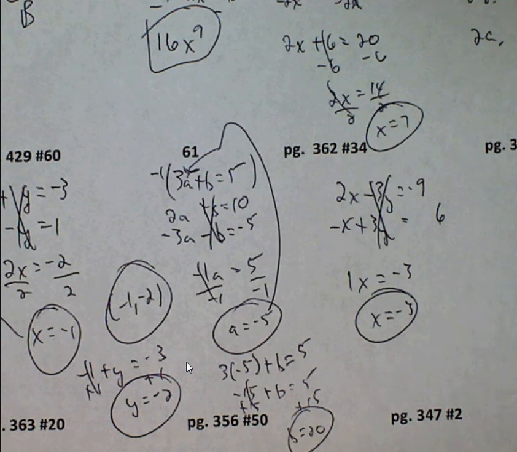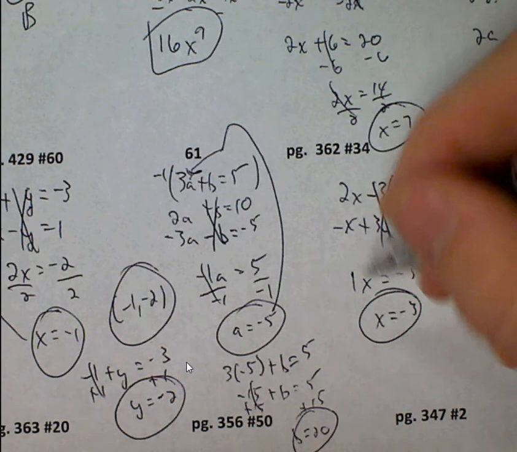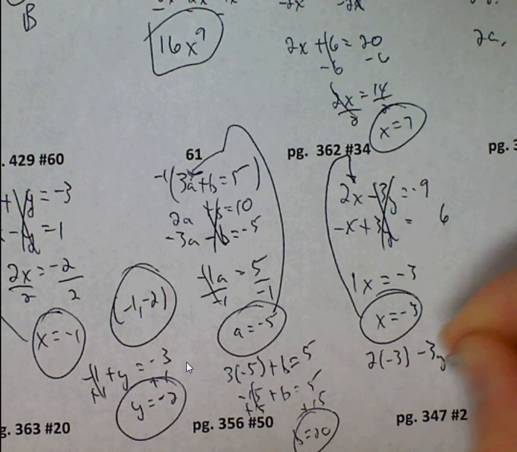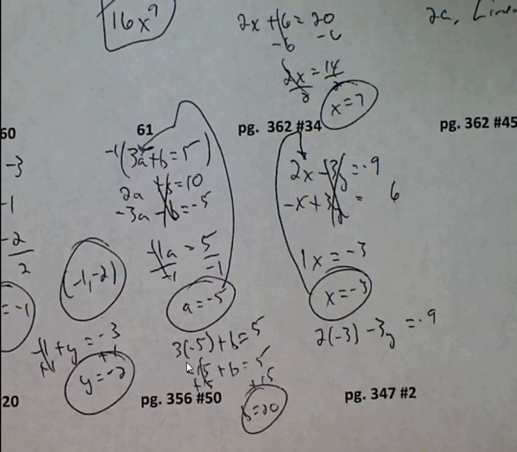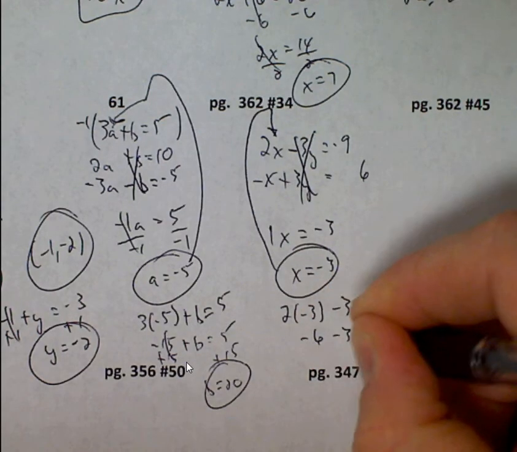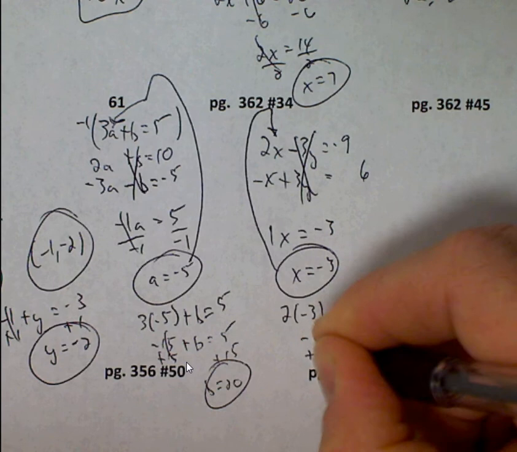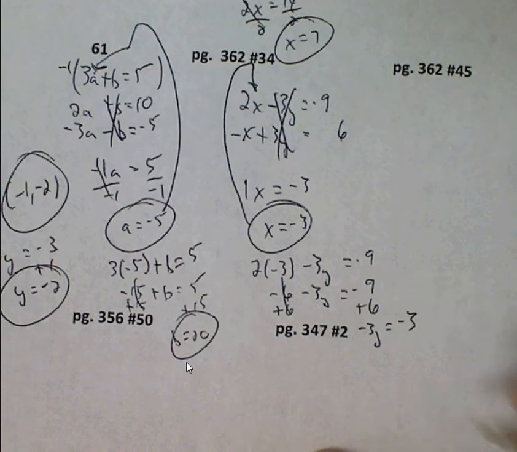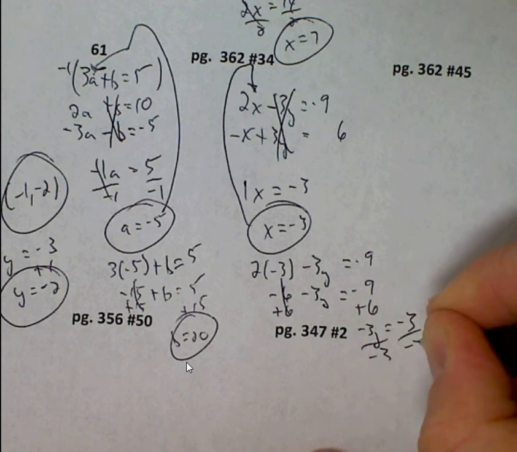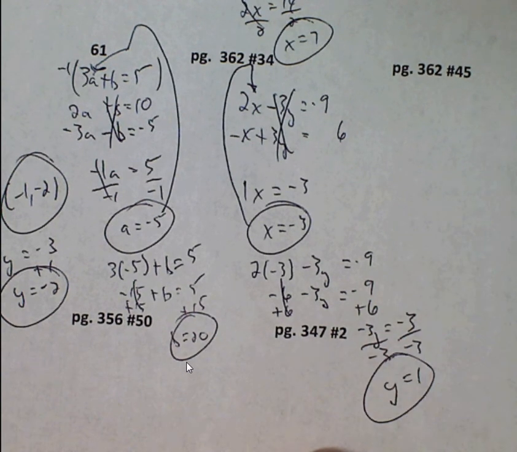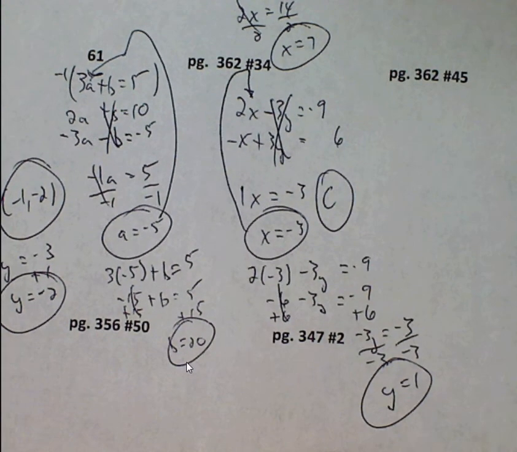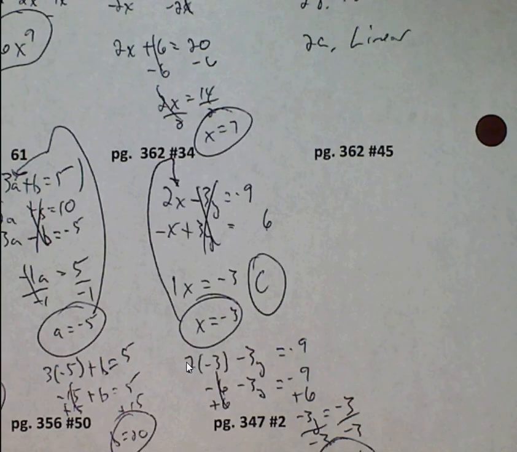So it's either got to be B or C. I'm going to take this and plug it back in. 2 times negative 3 minus 3y equals negative 9. Negative 6 minus 3y equals negative 9. Add 6, negative 3y equals negative 3. Divide by negative 3, y equals 1. So this would have to be letter C. Page 362, number 45.